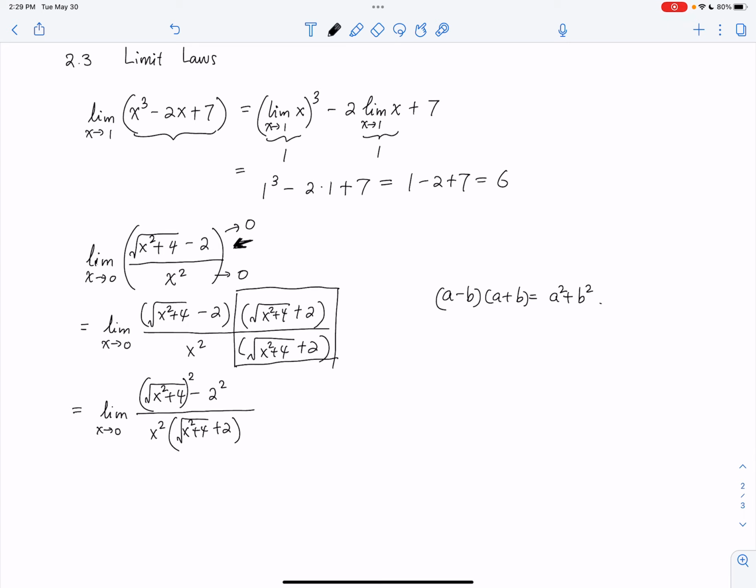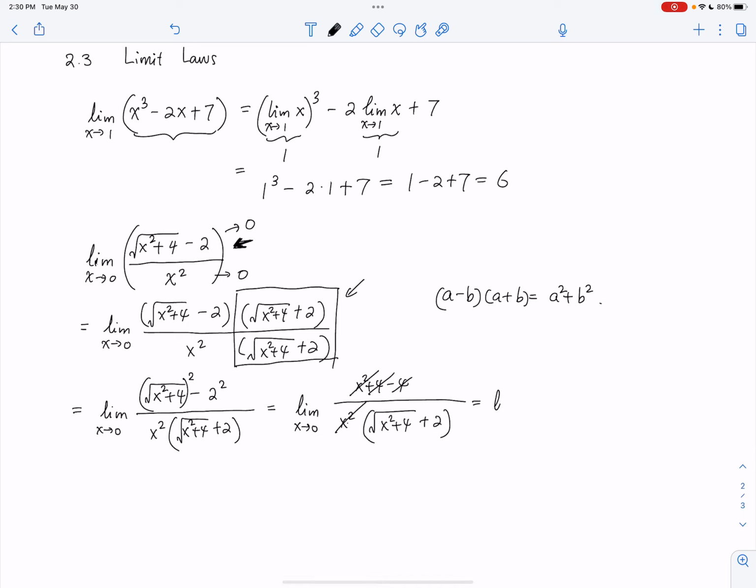All right? And if you multiply by this thing, both on the top and on the bottom, you can see that you get rid of the 0 on the bottom. Because on the top you have x squared plus 4 minus 4. On the bottom you have x squared. Like that. Okay? And these two cancel, and you have x squared cancel.